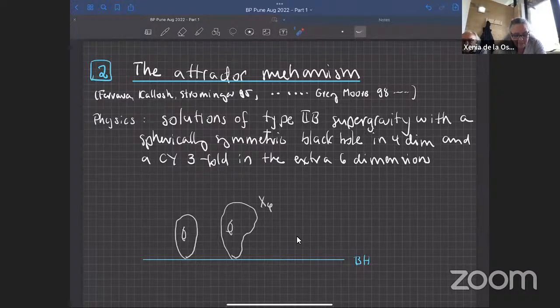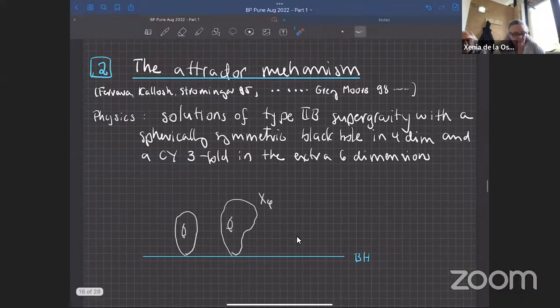And then a few days later, Greg Moore wrote a paper with conjectures about arithmetic properties of certain Calabi Yau manifolds that come up in this attractor mechanism. The physics of this attractor mechanism comes from the fact that you want solutions of a certain string theory of supergravity called type 2B, where instead of a flat Minkowski space as usual, you consider a spherically symmetric black hole in 4 dimensions and a Calabi Yau threefold in the extra 6 dimensions.